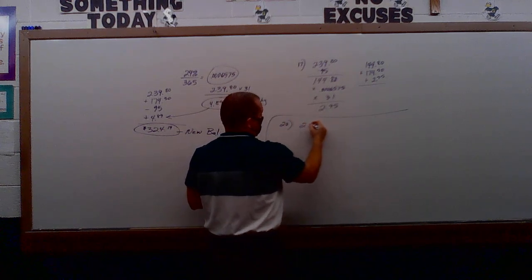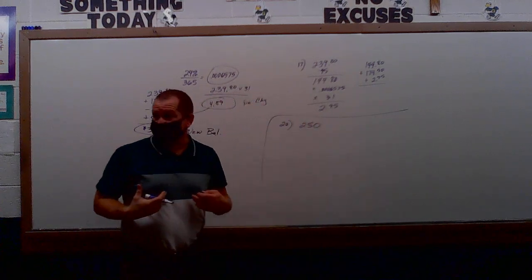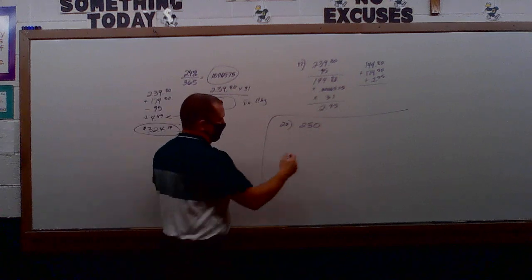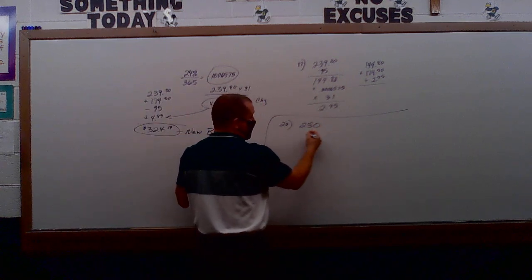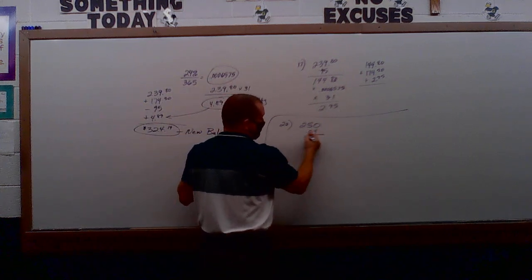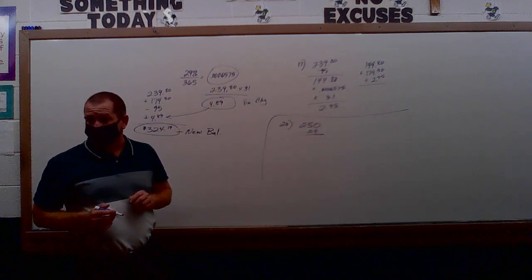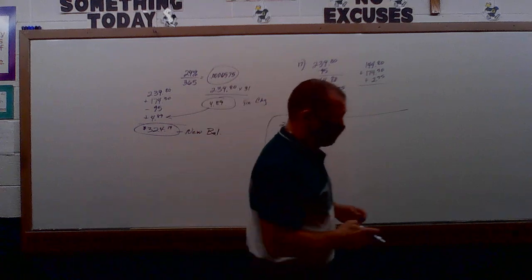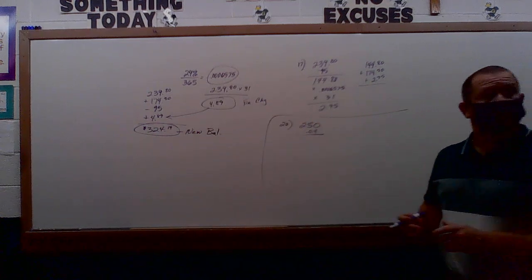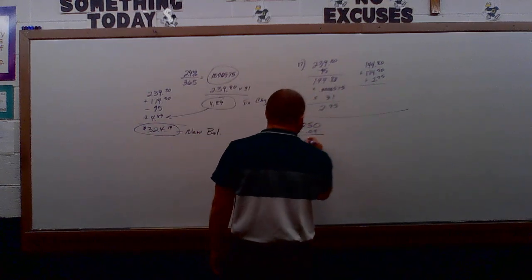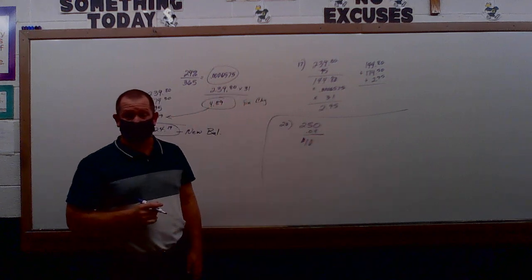So this is the way that I would do it. I would figure out my fee first. I'm going to take the total that I borrowed times whatever my fee percent is and find my answer. How much? $10. So $10 is my fee.